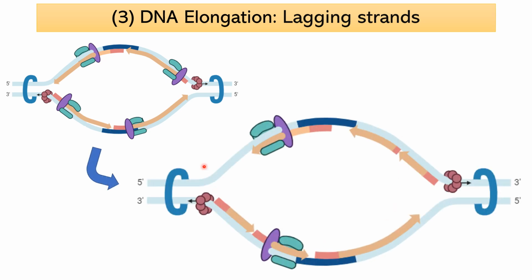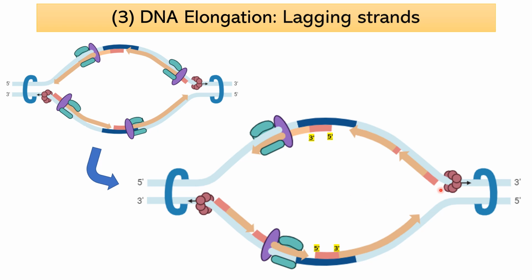As the replication bubble gets larger, because the helicase moves in those two directions, a new template is exposed. The primase will also bind to that new DNA strand, and then the DNA polymerase will bind as well and start synthesizing the new strand until they reach the primer of the previous strand. And the same thing happens here as well.